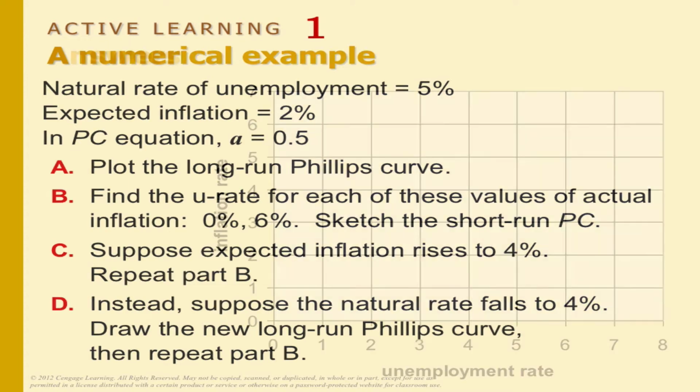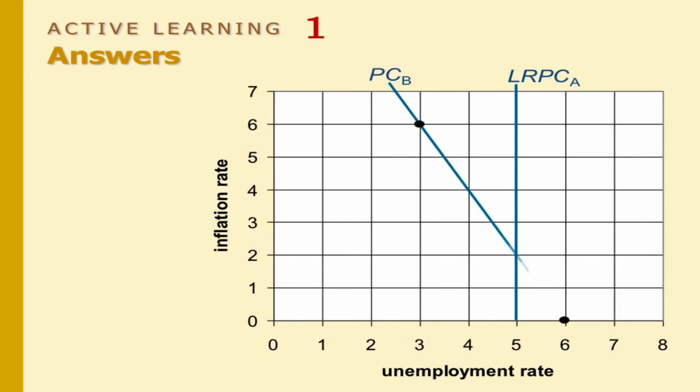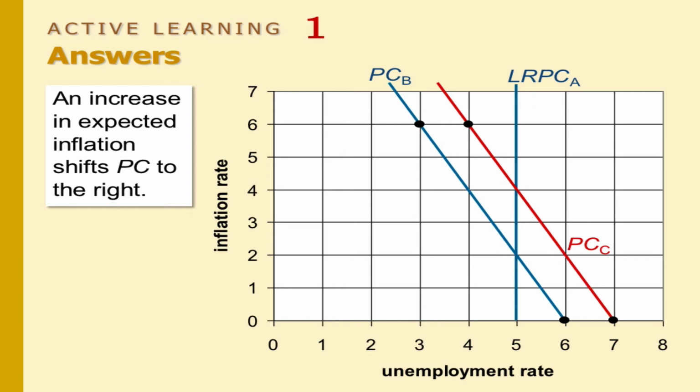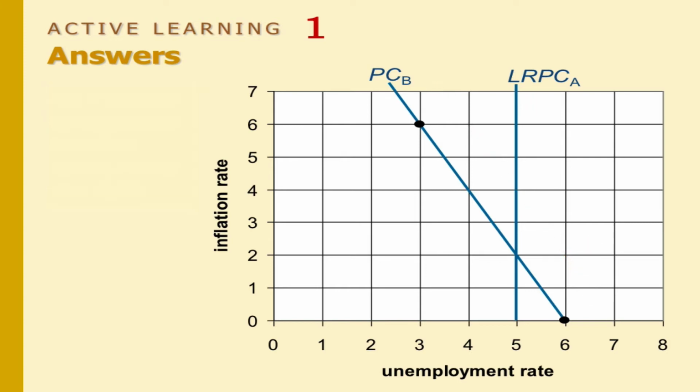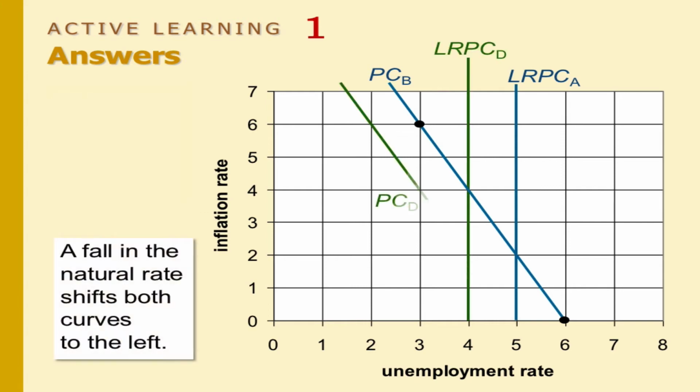All right, so let's see what they came up with here. How'd we do? Take the quiz right now. So their numbers were the same. That's what we came up with. Looking good so far. So an increase in the expected inflation moved that Phillips curve to the right, so Dayton was correct. Then when we adjusted the natural rate of unemployment down, the long run Phillips curve shifted to the left. All right. Good.